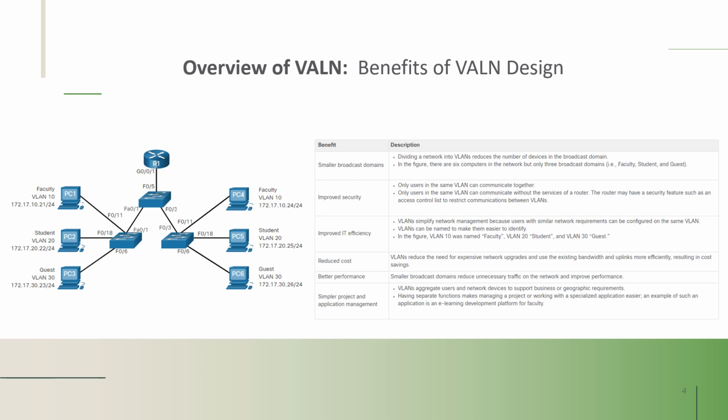First of all, the VLAN has smaller broadcast domains, because dividing a network into VLANs reduces the number of devices in the broadcast domain. And as you can see here in the figure, there are 6 computers in the network, but only 3 broadcast domains. Another benefit is that it improves the security, where only users in the same VLAN can communicate together, and they can communicate together without the service of a router.